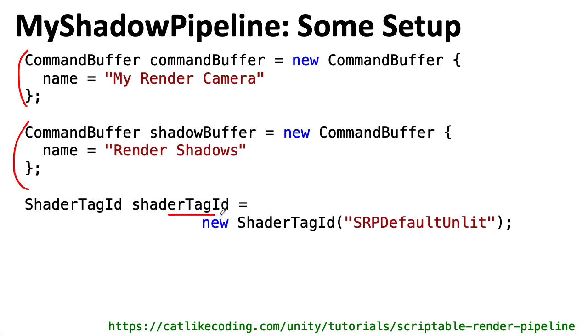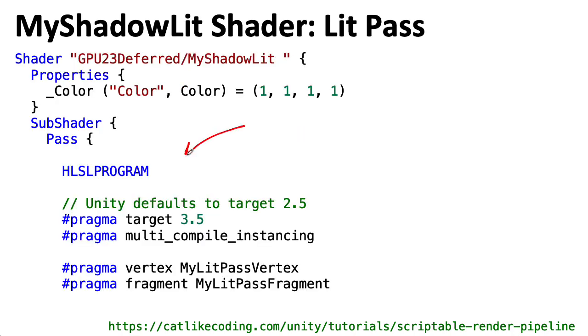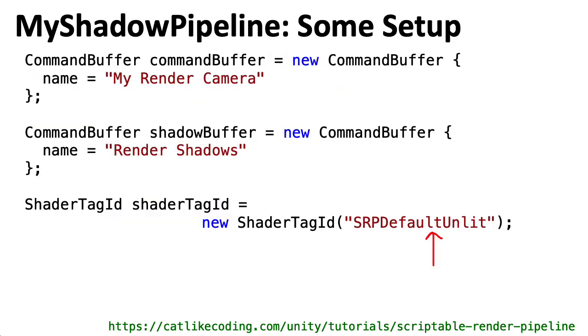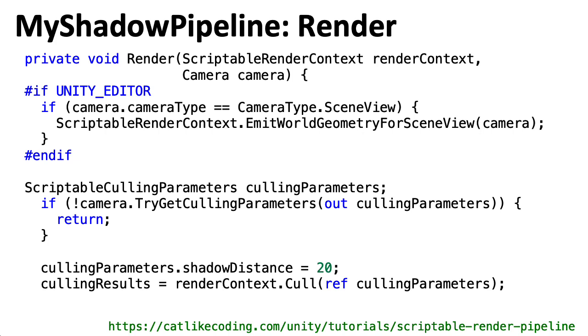We'll define a shader tag ID, SRP default unlit. This is what gets used for a shader that doesn't actually have a shader tag, such as this main pass that renders the colors. A little bit later, we'll define another shader tag ID for the shadow pass. So here's the main render function. This starts out the same as what we've seen before, with the only difference that we're going to set an instance variable here for the culling parameters called shadow distance. Let's take a look at what this shadow distance does.